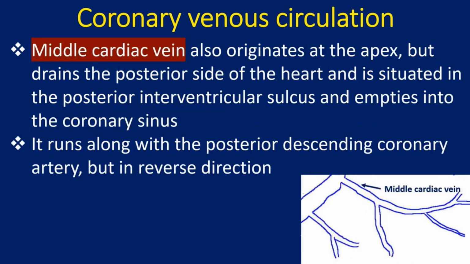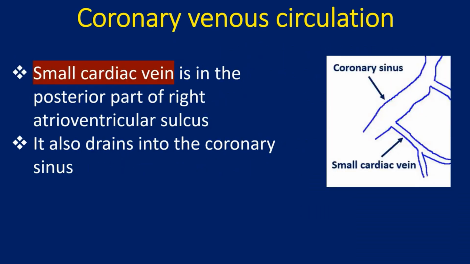Middle cardiac vein also originates at the apex but drains the posterior side of the heart and is situated in the posterior interventricular sulcus and empties into the coronary sinus. It runs along the posterior descending coronary artery but in reverse direction. Small cardiac vein is in the posterior part of the right atrioventricular sulcus. It also drains into the coronary sinus.